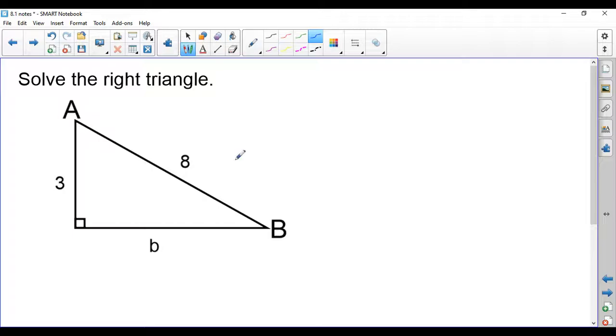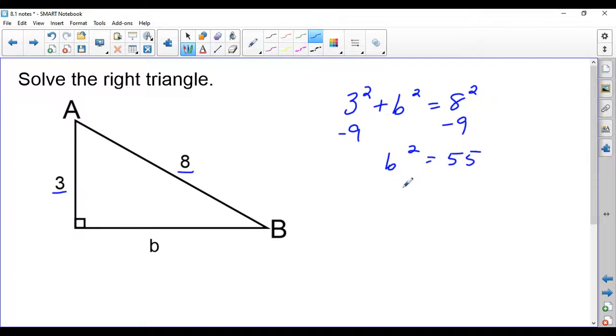Here's another example where in this case we're not given any of the angles other than the right angle, but we have the 3 and the 8. The 8 is the hypotenuse, and 3 is one of the legs, so I can use Pythagorean theorem. Leg squared plus leg squared equals hypotenuse squared. 3 squared is 9, so b squared is 64 minus 9 is 55. I'm going to take the square root of 55. Leave your answers in simplest radical form unless you're told to round.